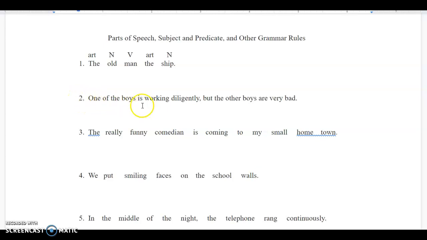I'm going to give you a hint. Whenever I have to do parts of speech for any sentence, I like to find the verbs first, okay? Because it kind of helps me to center myself. So I look for the verb. So in the sentence, one of the boys is working diligently, but the other boys are very bad. So look for the verbs. So I'm going to give you a clue. Is working is your verb phrase, right? Are is your other verb. And again, I want you to pause and try to figure out what the other ones are.